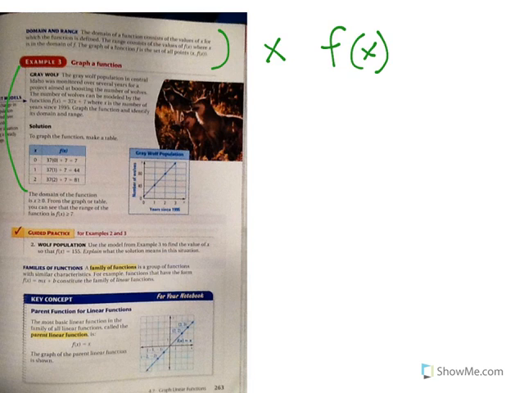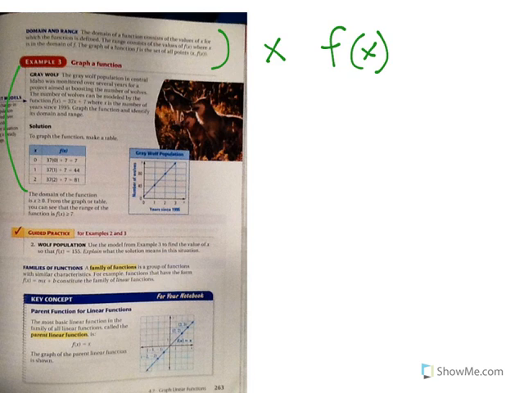The number of wolves can be modeled by the function f of x is equal to 37x plus 7, where x is the number of years since 1995. Graph the function and identify its domain and range.